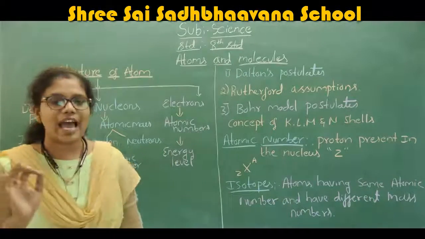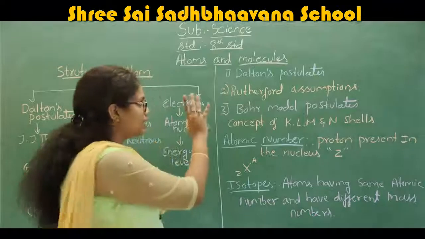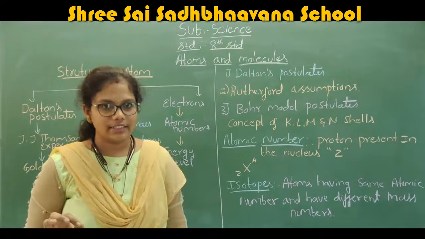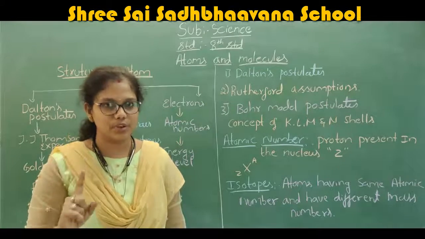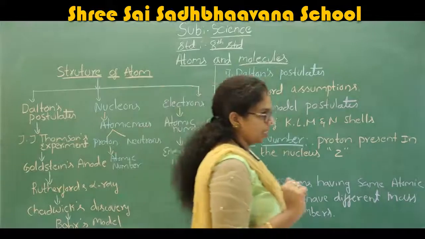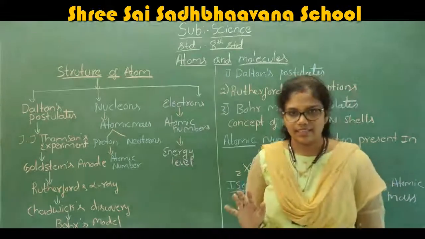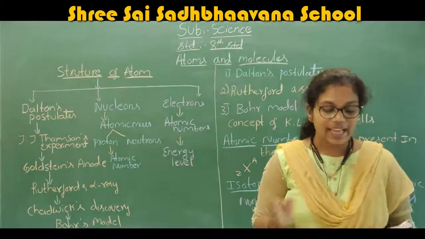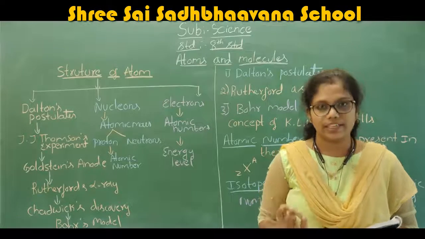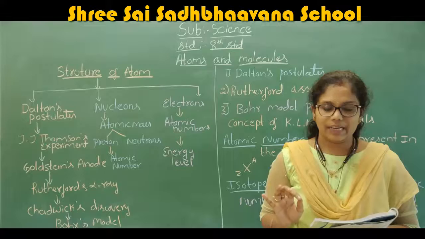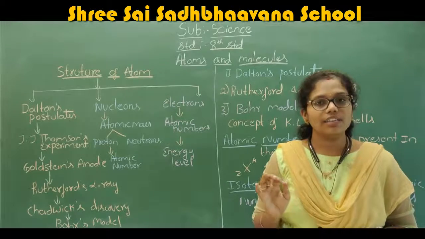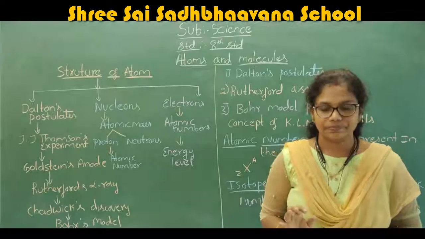Therefore, the definition of the atom was given exactly by Dalton. What did Dalton say? The first postulate told by Dalton is, elements are made up of very small individual particles. We call them atoms.